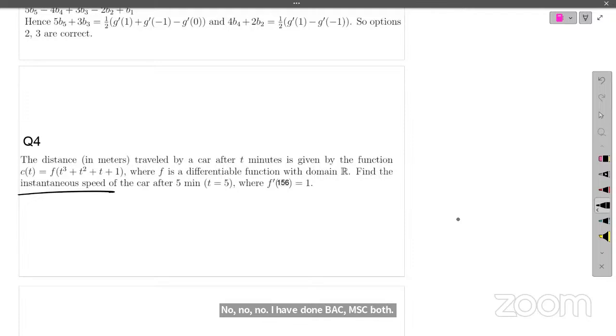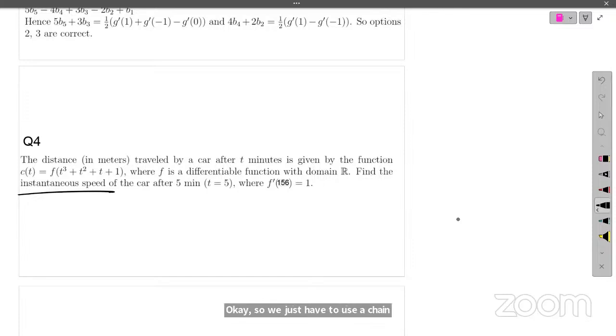Okay, so let's solve this question. So its answer is nothing but 61. Wait, 86. Ma'am, the answer is 86. Okay. Now, yeah, it's 61. Okay, so we just have to use the chain rule here.